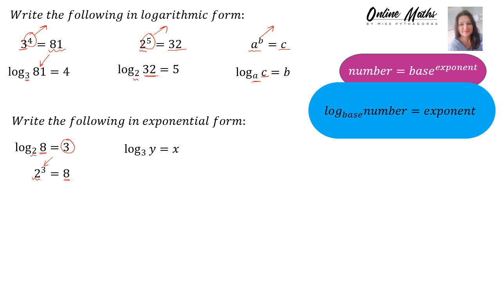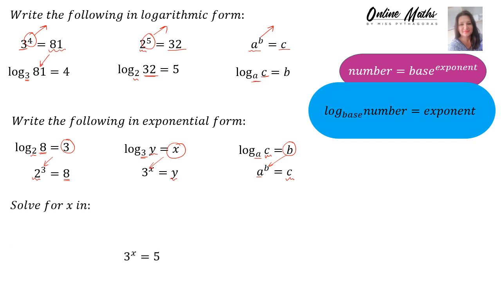Another one, log base 3 of y is equal to x. We say the base of the log becomes the base of the exponent. The y will go and stand on its own, and the x becomes the exponent, the one on its own. If I give you log base a of c is equal to b, then you write it as the base of the exponent is the base of the log. The b, the number on its own, becomes the exponent, and the c, the number with the log, will go and stand on its own.